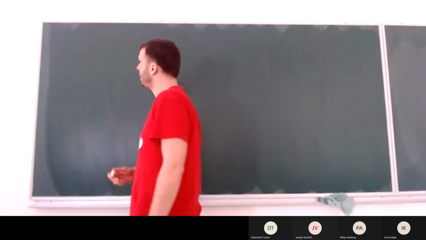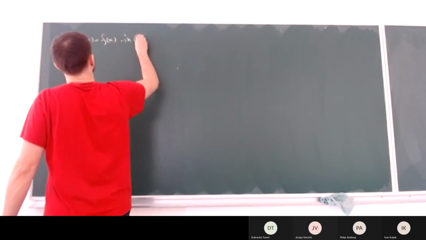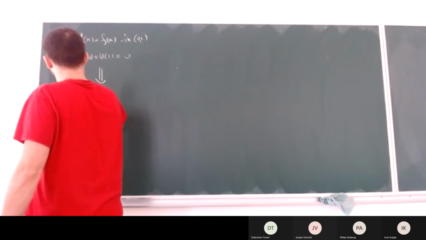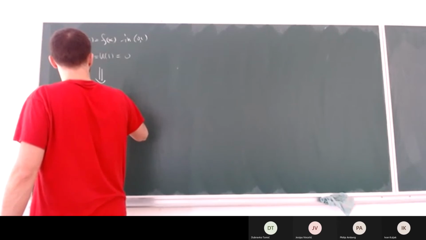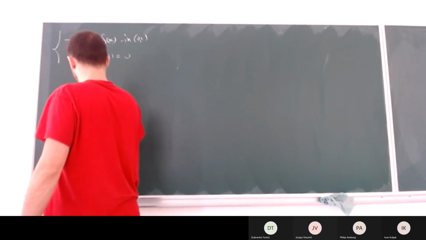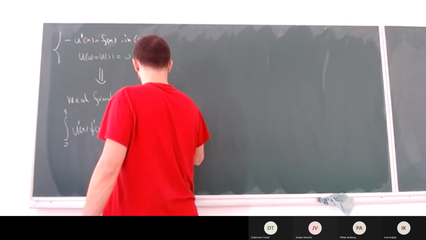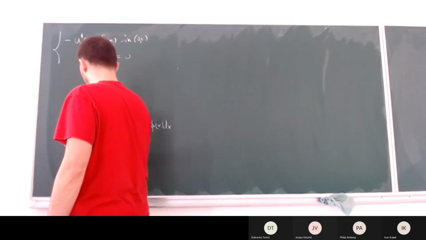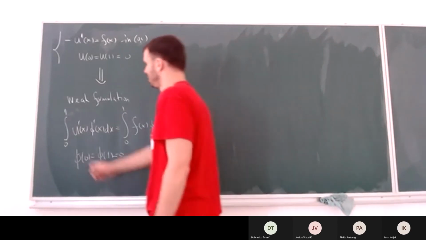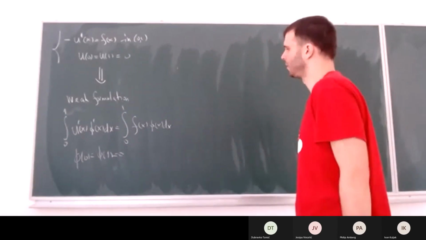So what we made is a transformation from minus u''(x) = f(x) in (0,1), u(0) = u(1) = 0. We define the so-called weak formulation: integral from 0 to 1 of u'(x) φ'(x) dx equals integral from 0 to 1 of f(x) φ(x) dx, where φ(0) = φ(1) = 0. And here, as I said, we have fewer smoothness assumptions on u. We can put f which is discontinuous, or whatever we want. We can put discontinuous parameters and whatever else.